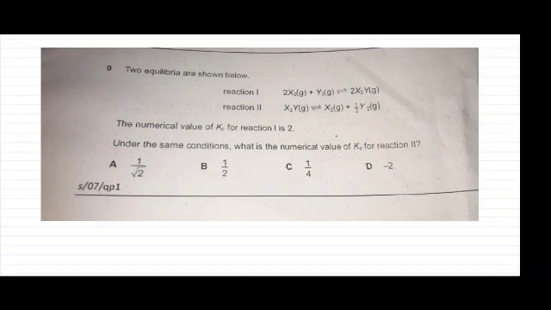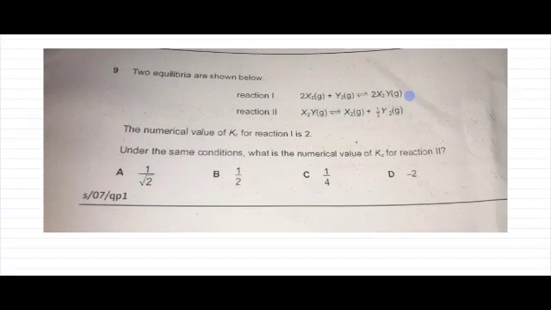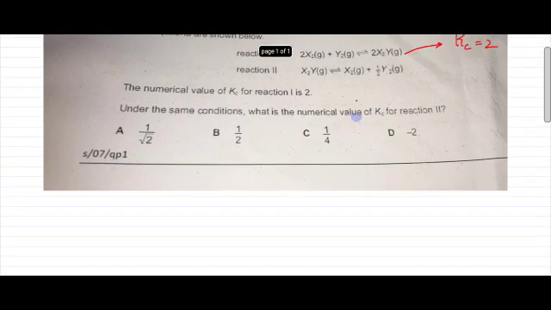So they've given you the value of Kc for reaction number 1, which is equal to 2. And they are asking, under the same conditions, what is the numerical value for Kc for reaction number 2? So we want to find the value for reaction number 2. What we are going to do is first pick reaction 1 and write the expression for Kc.